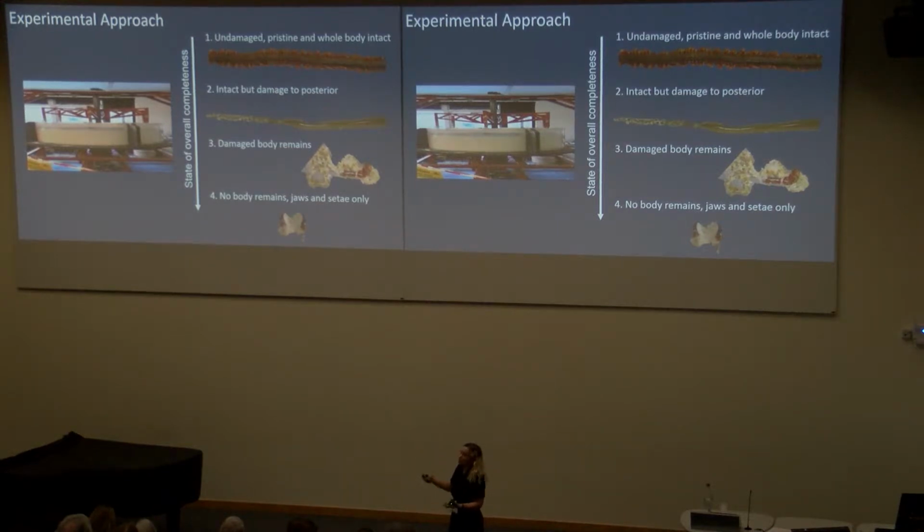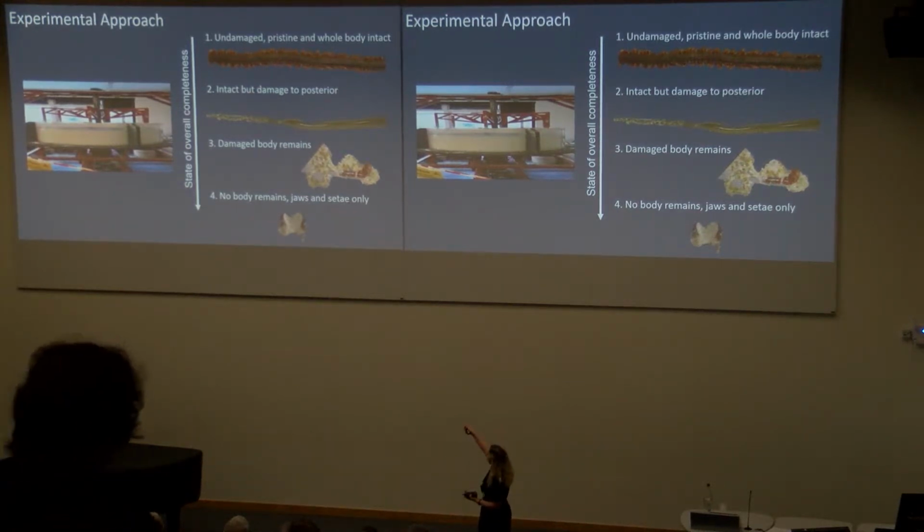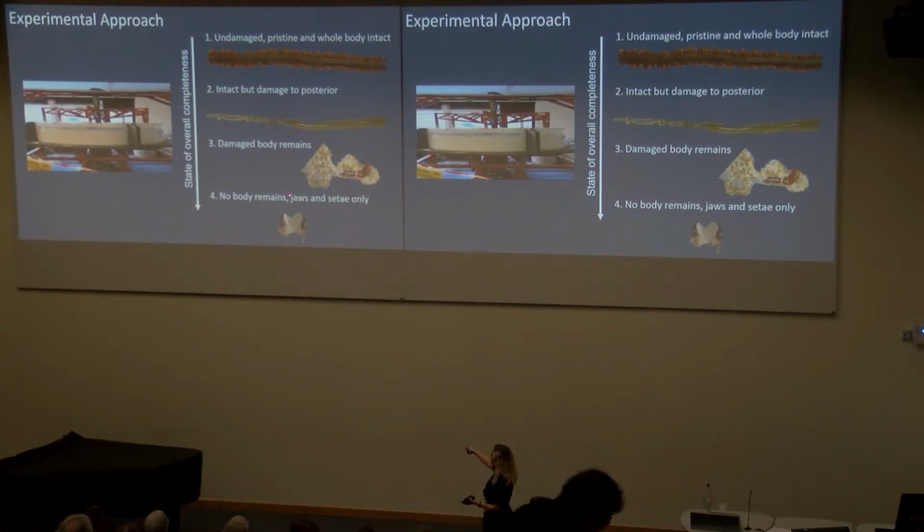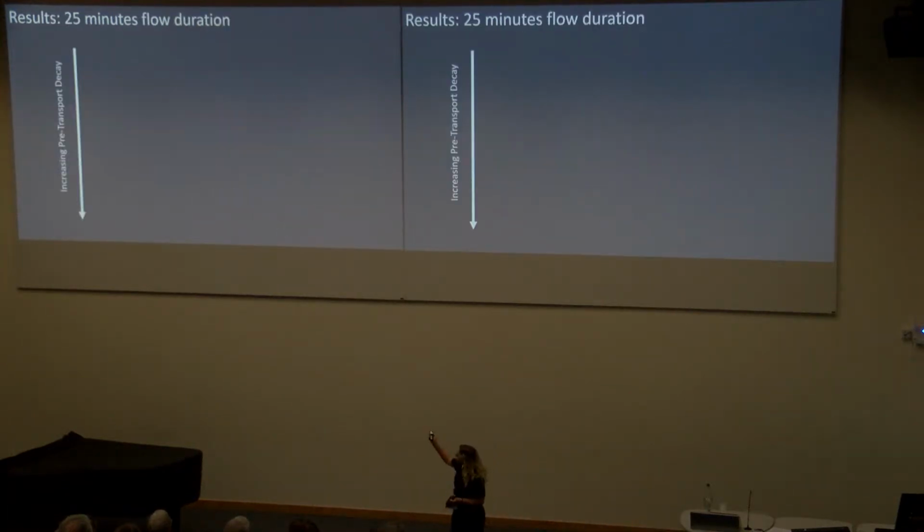But in terms of the variables we investigated, pre-transport decay of 0, 24 and 48 hours on a polychaete, Elite of virons. We also looked at an independent variable of transport duration of 25 minutes, 225 minutes and 900 minutes, which is equivalent to about 21.6 kilometers. To quantify the damage you see on these polychaetes, I came up with an index of overall completeness. State 1 is undamaged, a pristine polychaete, right down to state 4, where the only thing you're finding is the jaws and the chaetae, which I can tell you are extremely difficult to find in a flume tank.